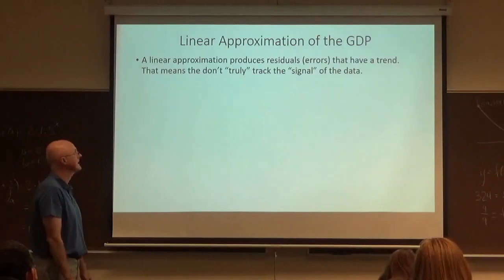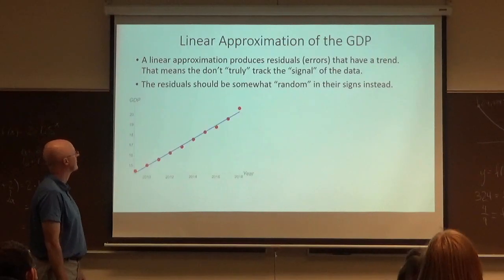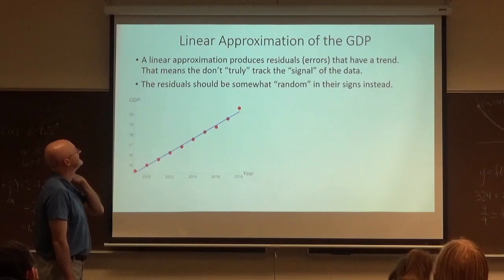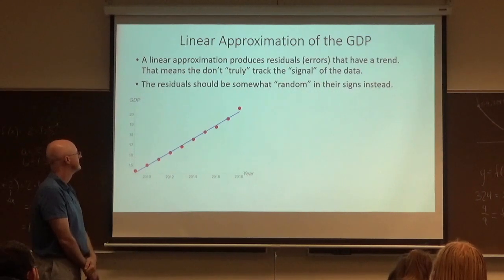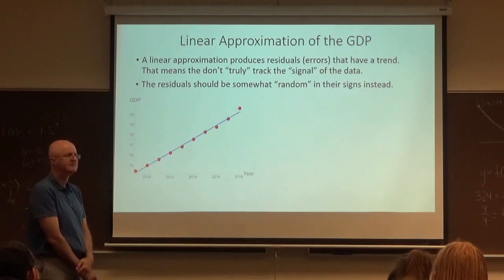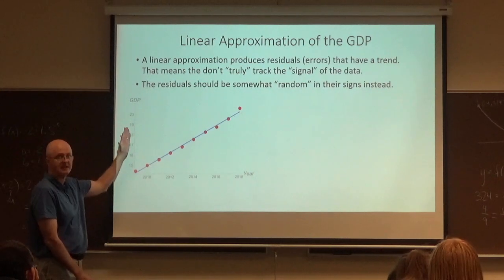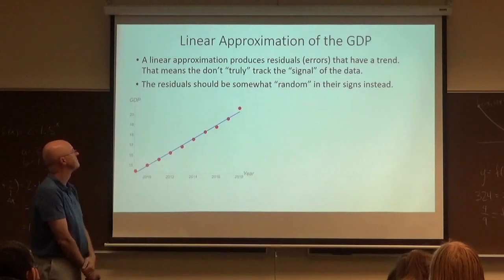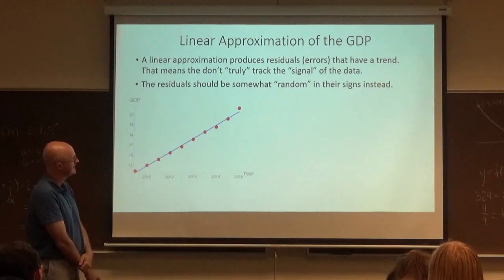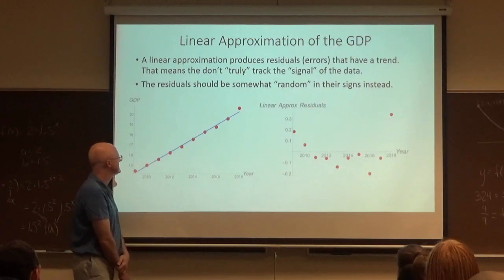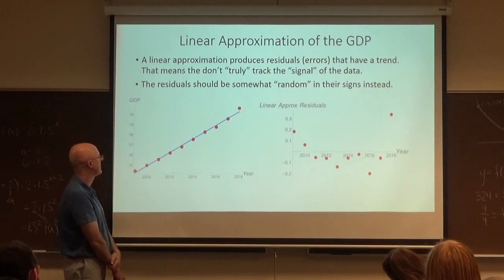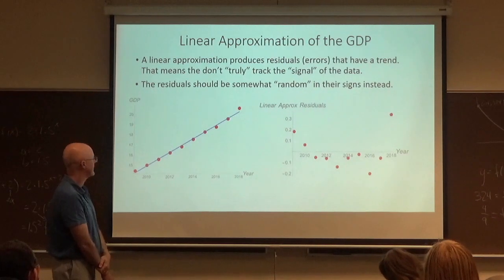Here's what a linear approximation to the GDP data looks like. It's not so bad. Okay? It's pretty close to those points. GDP in trillions of dollars versus year. However, as I say at the top there, it produces residuals, errors, that have a trend to them. Here are the residuals. Essentially, these things measure how high above or below the blue line the red dots are.